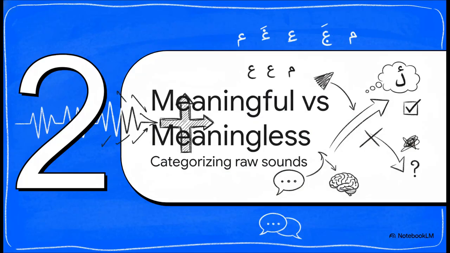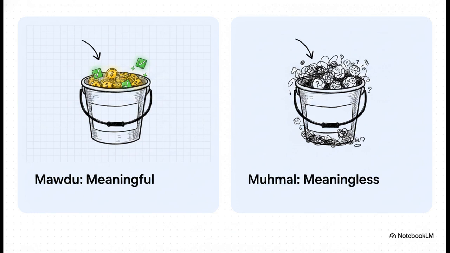Moving on to Section 2, Meaningful versus Meaningless. This is where we start categorizing those raw sounds. Here is the first major fork in the road on our flowchart. Every single utterance produced by the human tongue goes into one of 2 buckets. Over on the left, we've got mawdu. These are meaningful articulations. They have an established, widely understood meaning. And on the right, we have muhmal, meaningless articulations that completely lack meaning. So the core question is simple: does the sound mean something or absolutely nothing?